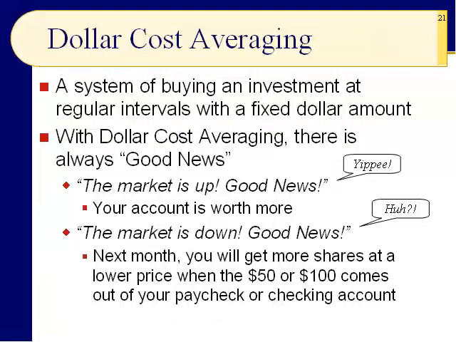Slide number 21. This should look familiar because we showed it to you back in chapter 11. Dollar cost averaging is a terrible name, but it's a wonderful system. It's a system of buying an investment at regular intervals with a fixed dollar amount. With dollar cost averaging, folks, this is the best part. There's always good news.